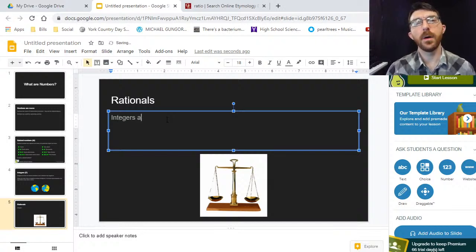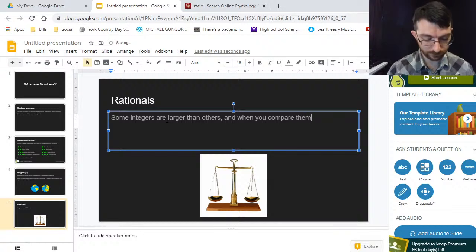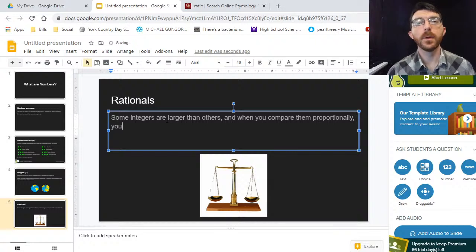Integers are all different. Some integers are larger than others, and when you compare them proportionally, you may find a value that is not an integer.